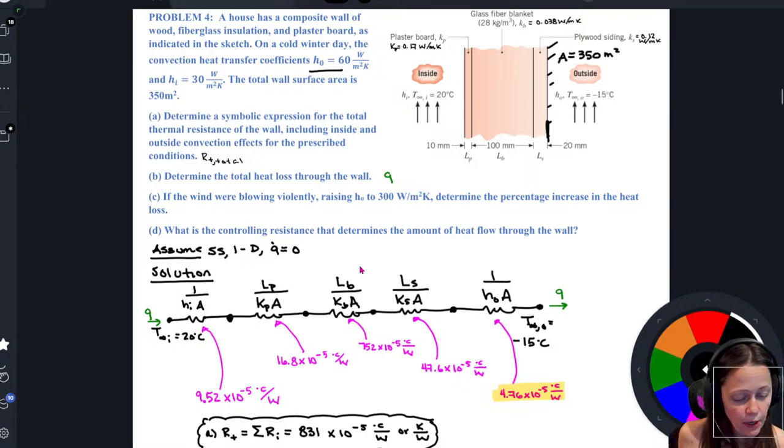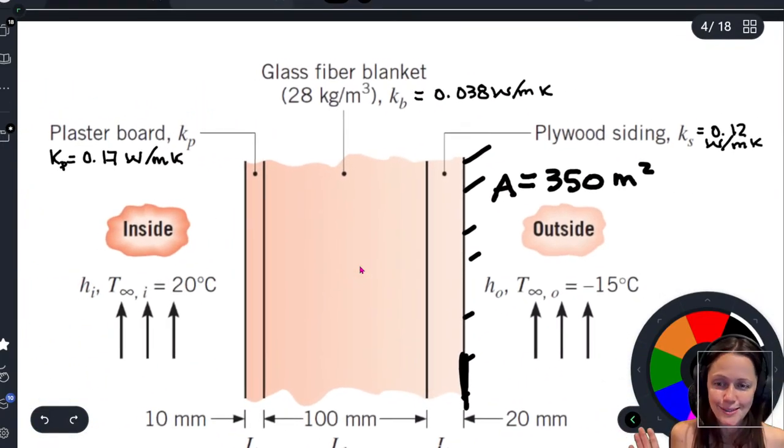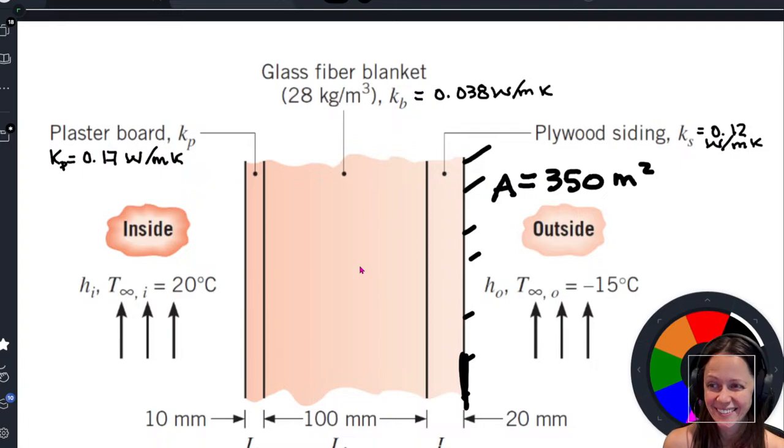All right, so part C was asking, if the wind were blowing violently, raising H naught to 300 watts per meter squared, it brings it, oh, yeah, I'm sorry. Here, I'm going to zoom in so you can actually see it. So 0.17, 0.038, 0.12. It's okay. It's super tiny on the screen, I know.